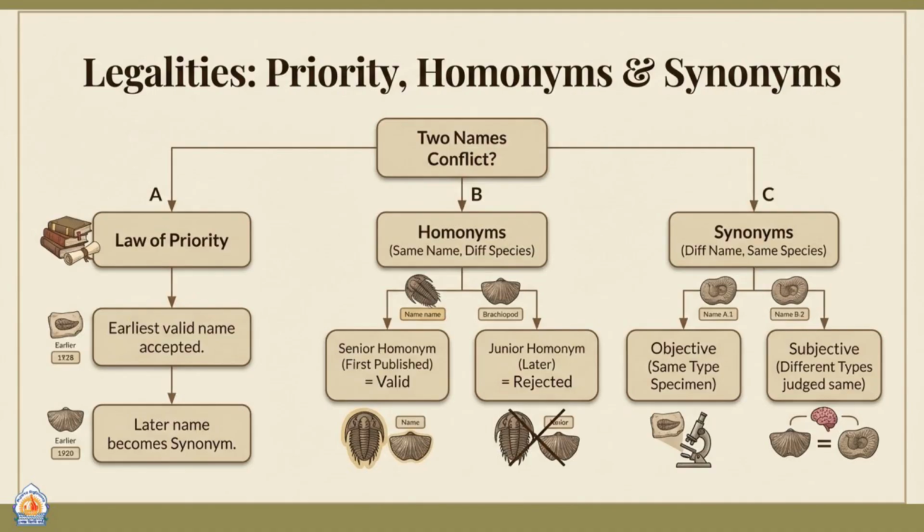Homonyms are the same name for different species. Senior homonym is the first published valid name. Junior homonym is the later published name which is usually rejected. Synonyms are different names for the same species. There are two types of synonyms. Objective synonyms refer to the same type specimen and subjective synonyms refer to different type specimens later judged the same.